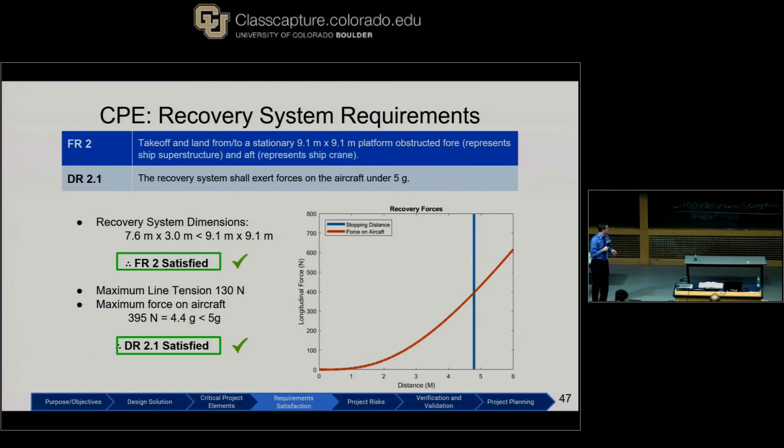Functional requirement 2, again, is keep the system within the 9.1 meter by 9.1 meter platform, obstructed fore and aft. The recovery system dimensions on the ground are 7.6 meters by 3.0 meters, which fits within our requirement. And the maximum line tension on the aircraft at full extension is 130 newtons. That factors out to 395 total newtons on the aircraft at the end of the landing, which ends up being 4.4 Gs, which is less than our 5 G requirement, satisfying derived requirement 2.1.